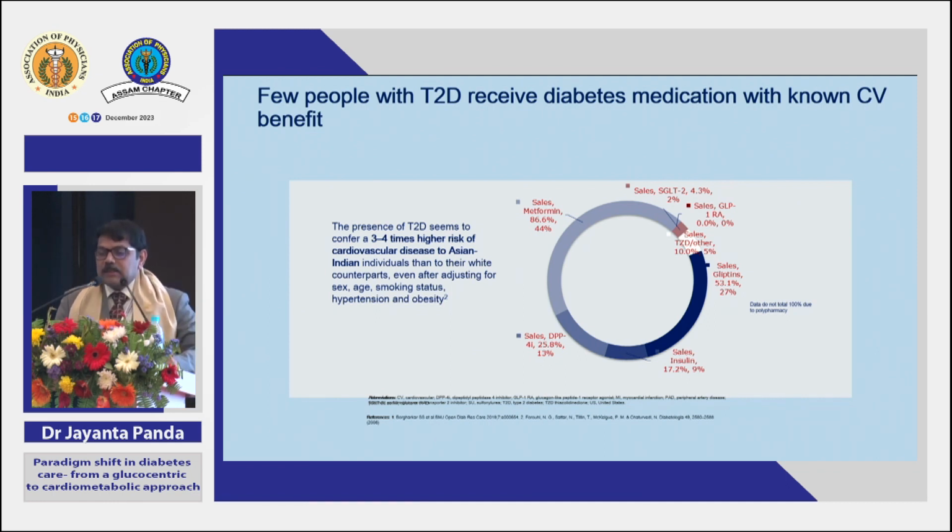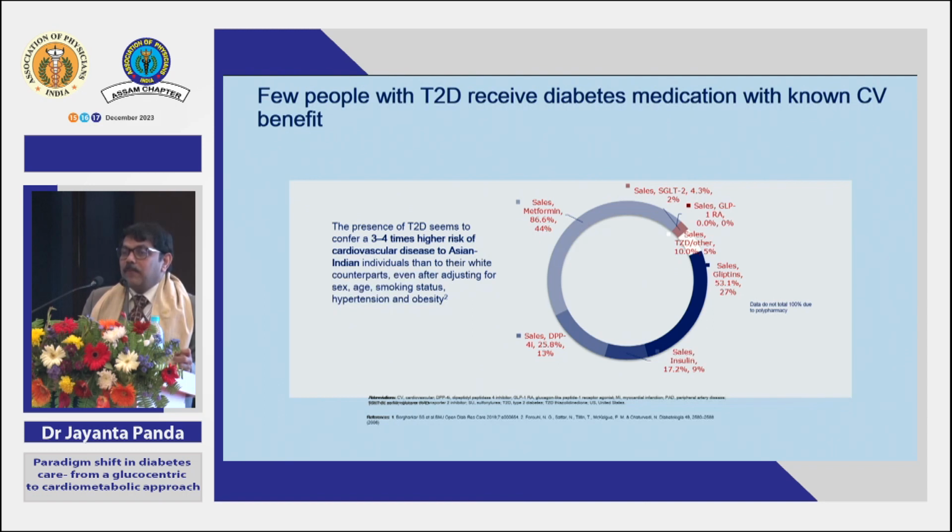The sulfonylureas that we use in almost many patients along with metformin, and metformin is assessed to be used in as high as 86.6% of the population. Next, gliptin comes in 53.1%, insulin in 17.2%, and the DPP-4 inhibitors are in 25.8% of patients. And if you see the SGLT2 inhibitor, it's used in 4.3%, and the GLP-1 receptor agonist is hardly used.